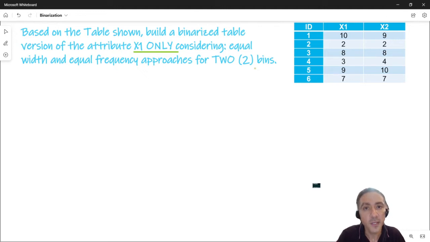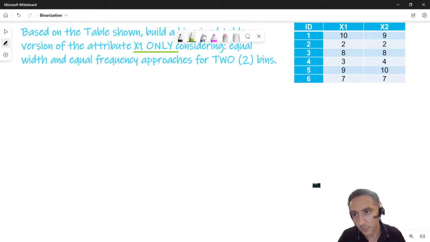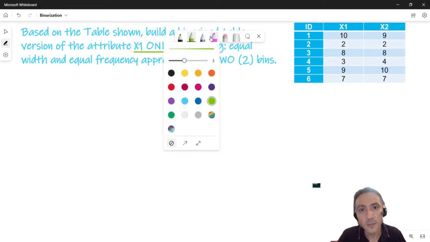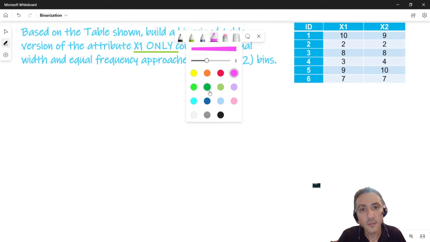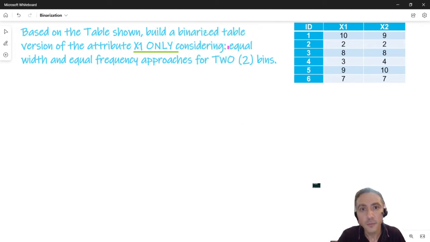Now, since it's binarization, of course it's only for 2 bins anyway, right? But if we are talking about generally, where we are trying to apply discretization, we may have more than 2 bins. But for binarization, as I said, it's a special case of discretization where we are only looking into 2 bins. Why? Because after all, we're going to represent the data set with 0 and 1. So let's start looking into the first one. Okay, so let's start working on equal width.